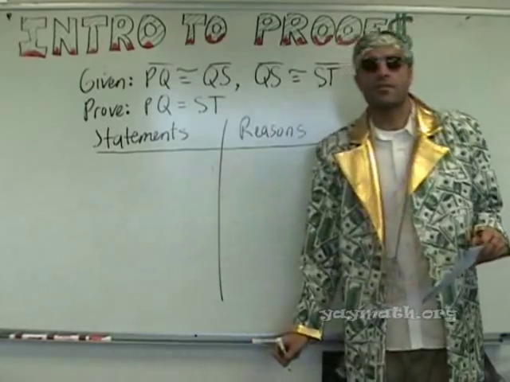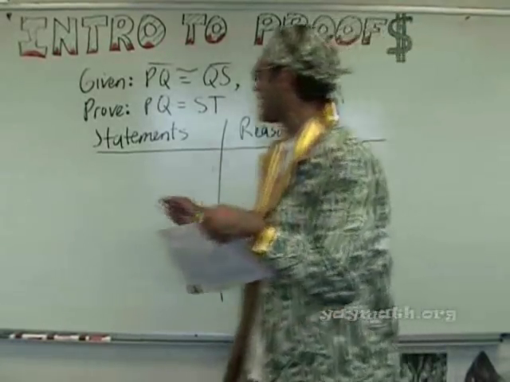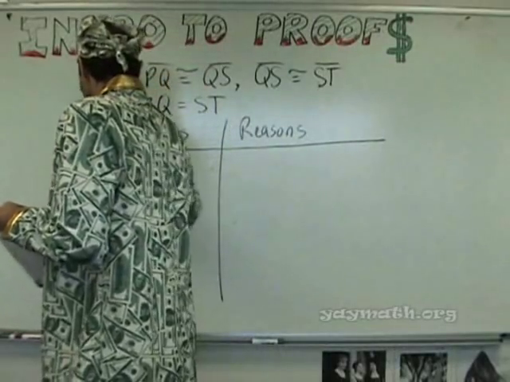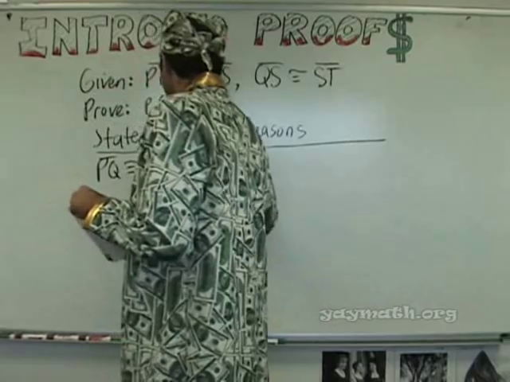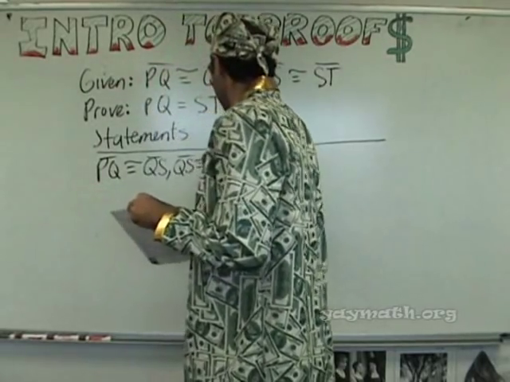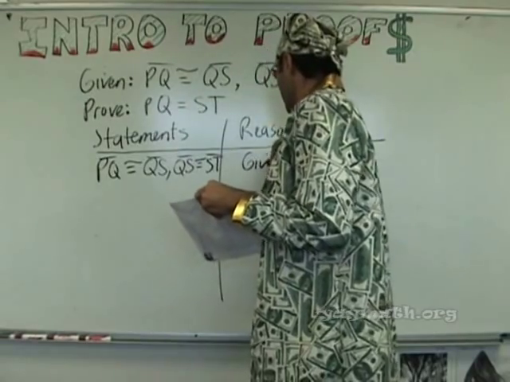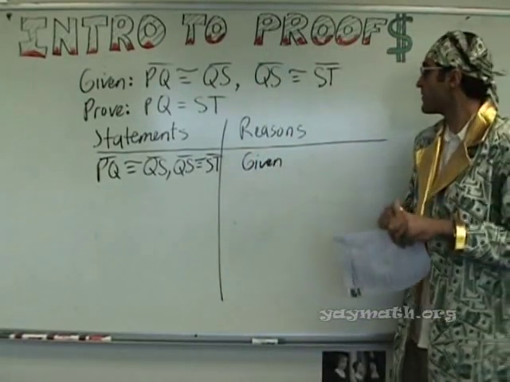What's the first statement always in a proof? Anyone? Given. Given statement. So let's write that down. PQ congruent to QS. QS congruent to ST. Given. Okay. Now let the geometric proofs reign.